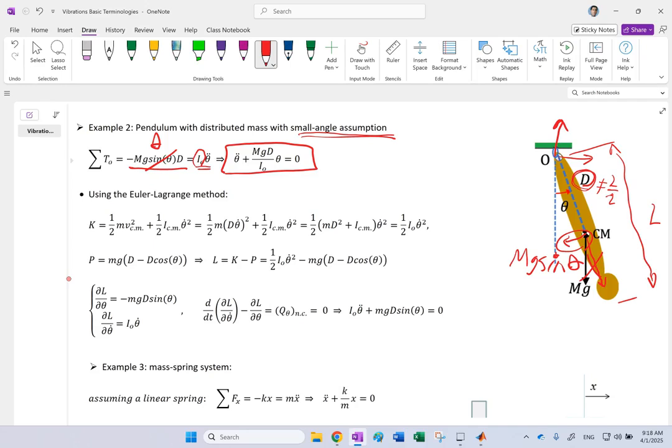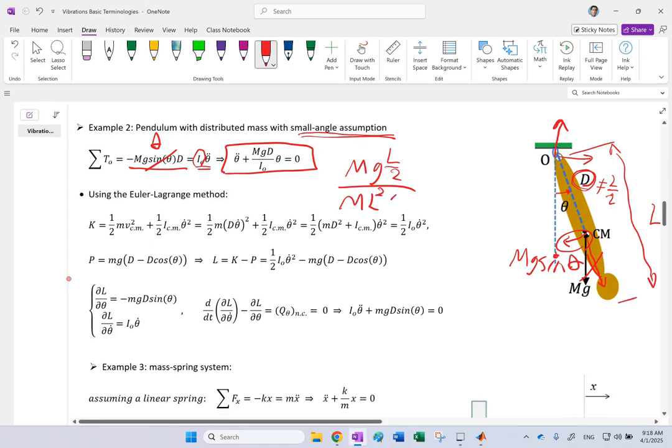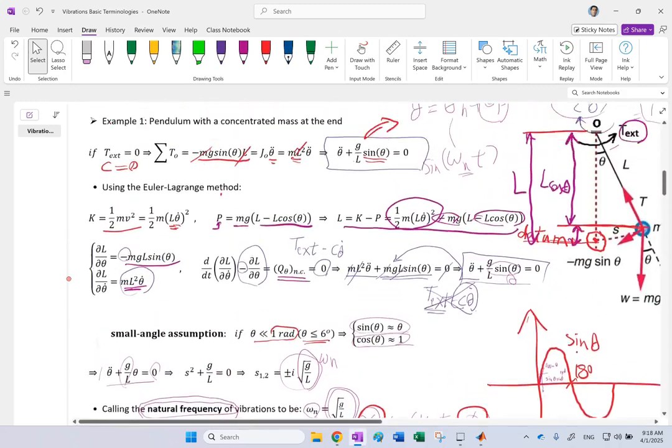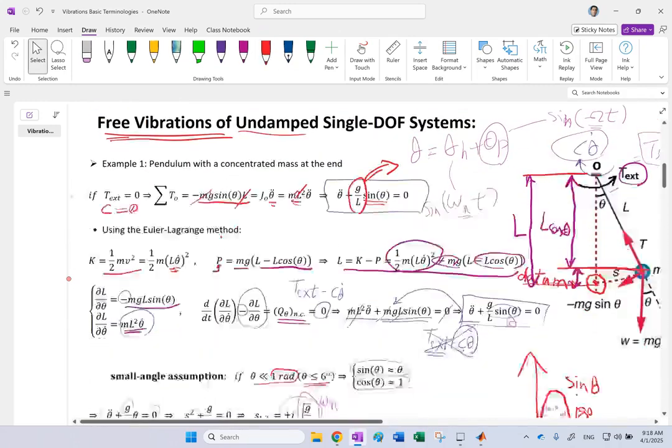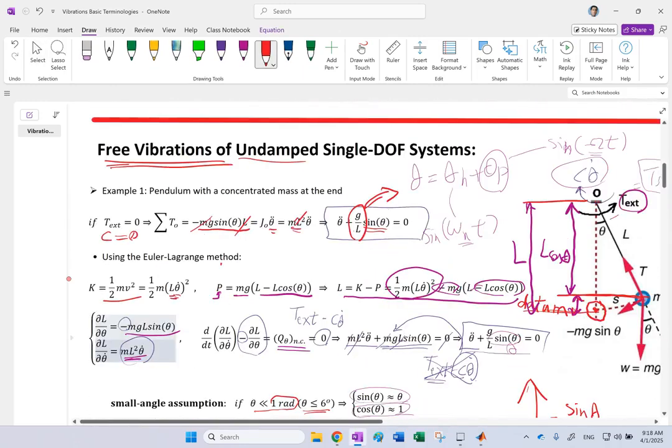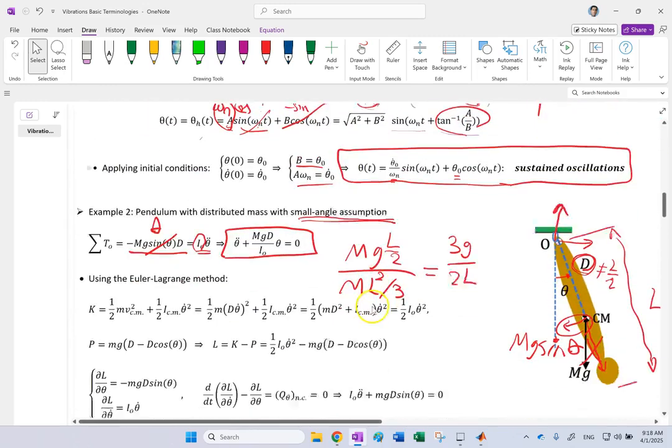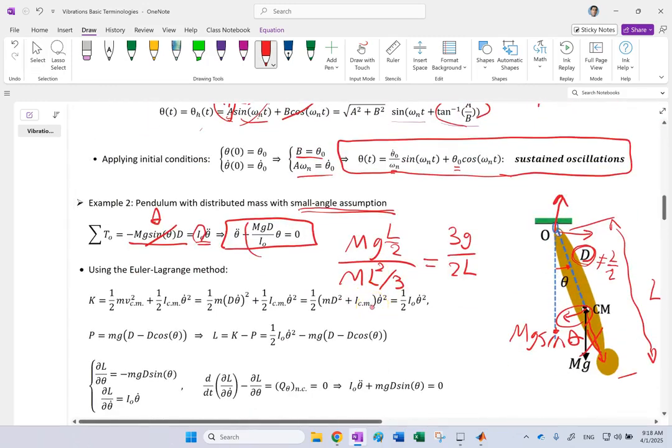Now, as I said, if it's a slender bar, then you get mg, that d is going to be L over 2, and I is going to be mL squared over 3. If you simplify, guess what? You're going to get 3g over 2L. Remember, for the regular pendulum, this coefficient was simply g over L. If it's a slender bar, you're going to get 3g over 2L.